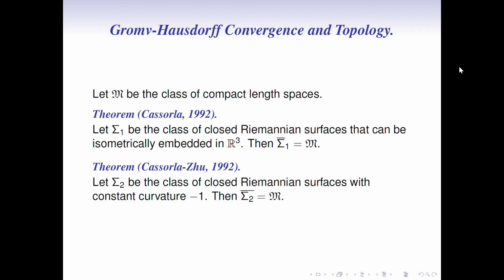The second theorem here says that the class of closed Riemannian surfaces of constant curvature -1 is also dense in the class of compact length spaces. This means that any length space can be approximated by a quotient of the hyperbolic plane by a discrete group of isometries. I want to remark that in terms of topology, closed surfaces are rather simple objects. Their homology and cohomology groups vanish starting at dimension 3, and all their homotopy groups vanish except for the fundamental group. Regardless of that, a limit of surfaces could be an arbitrary length space, a class so wide there is no hope in classifying.